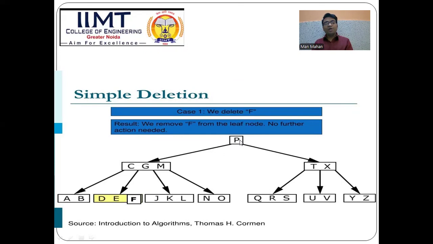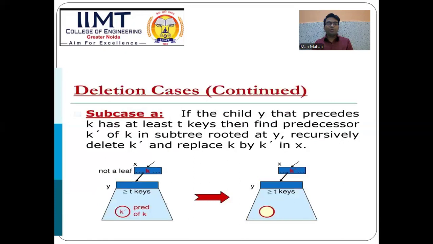We compare the f value with p, the root value, and we delete f. Here the minimum node is D, E, and F, so we can easily delete F from the key. It maintains the minimum value of 2, so we can easily delete F from the node.